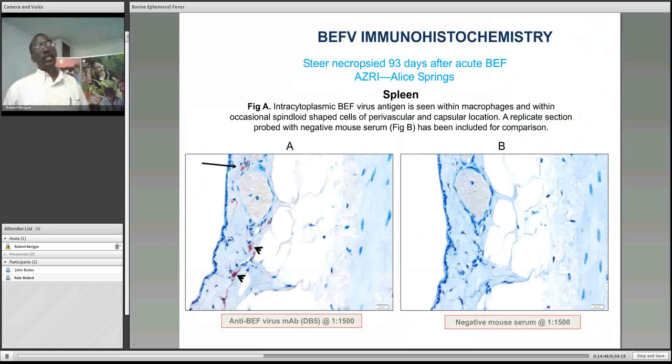So when we did immunohistochemistry with our new method, this is a picture of the spleen. This is what we saw.